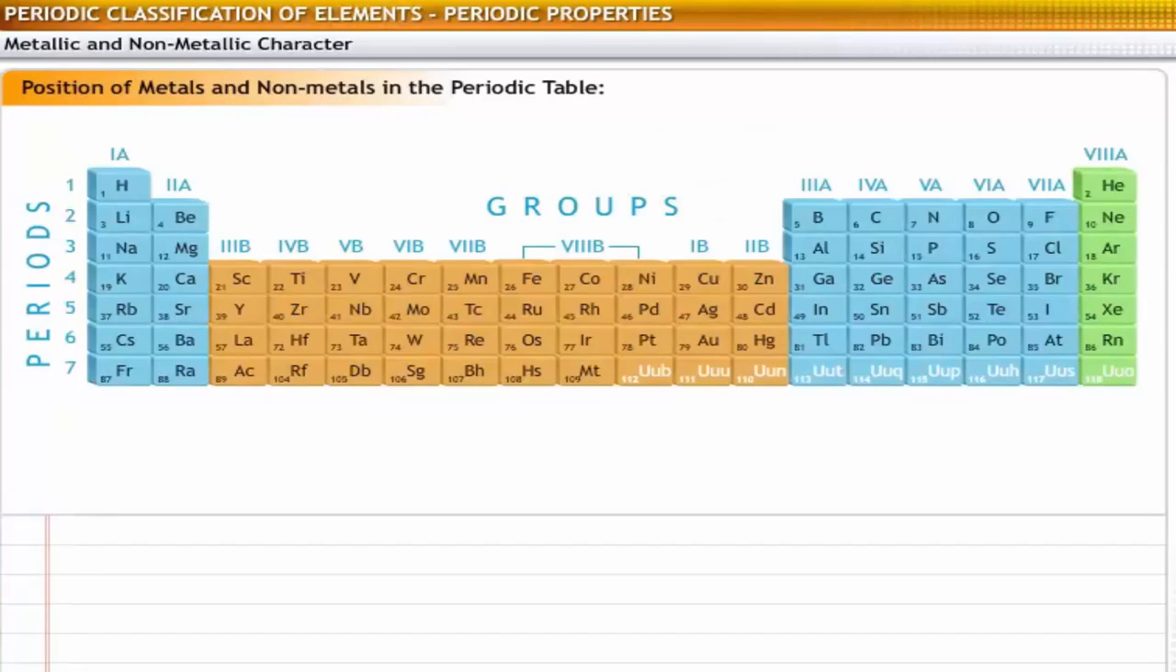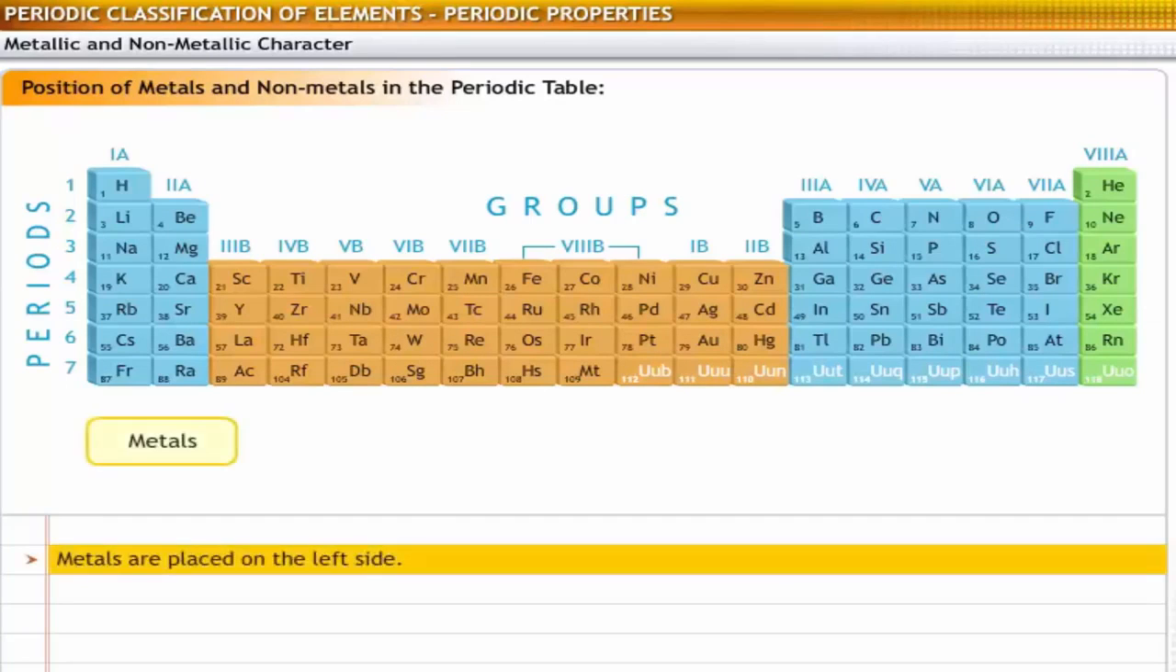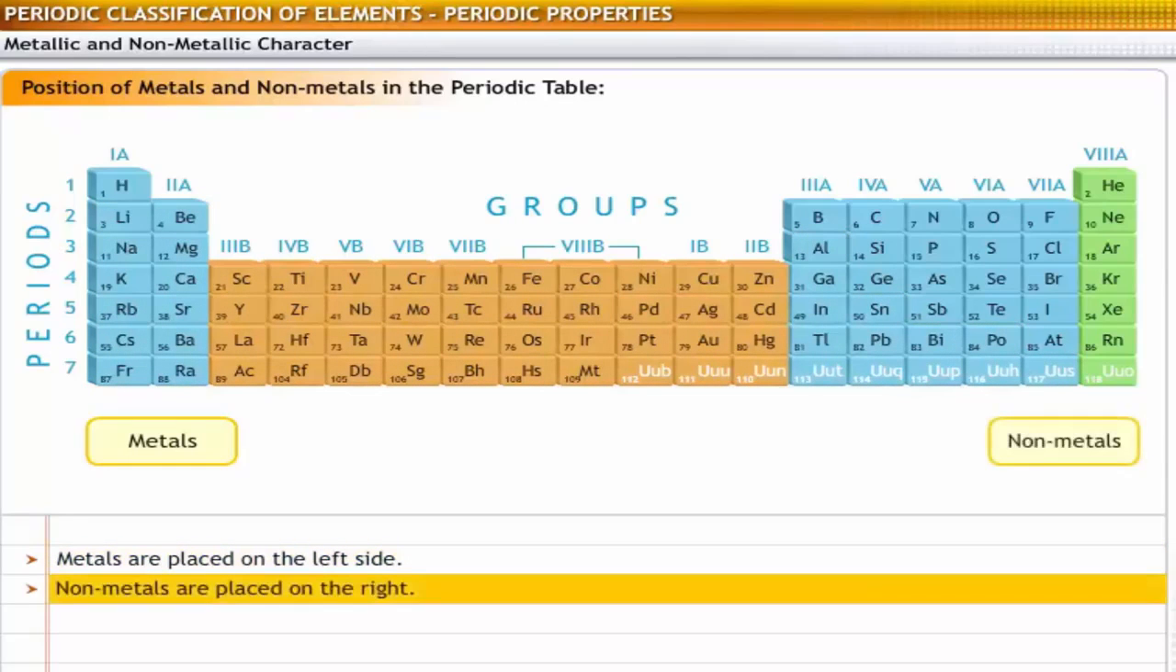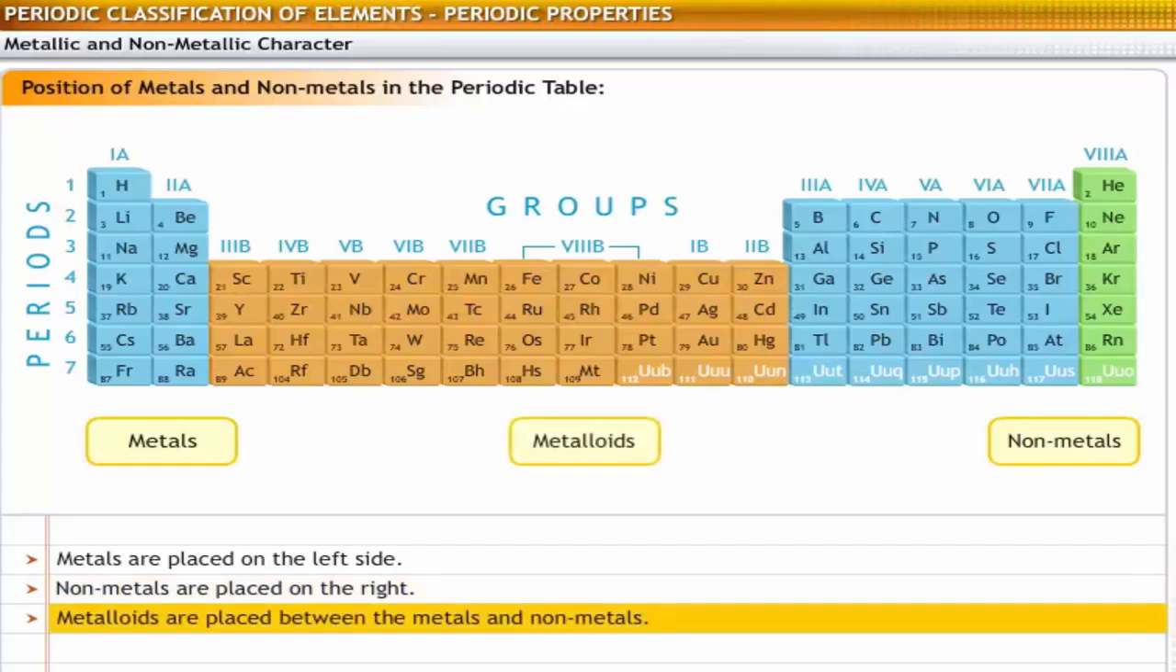From the trend, you can make out where the metals and non-metals should be positioned in the periodic table. Metals are placed on the left of the periodic table. Non-metals are placed on the right side, and metalloids are placed between the metals and the non-metals.